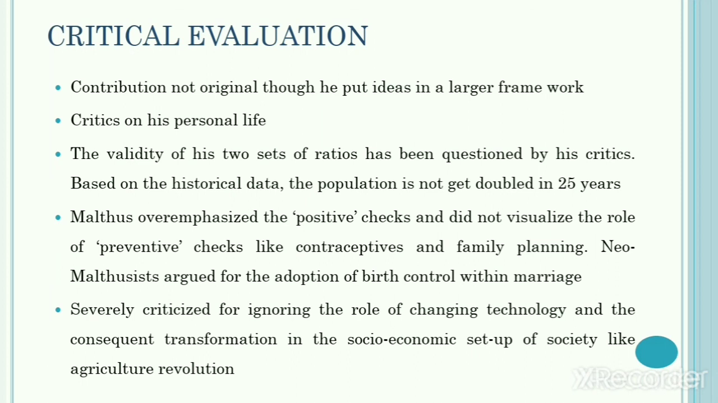Human interventions in the field of birth control, health and nutrition and agriculture have helped to a greater extent to strike a balance between the human reproduction and food supply. And many others were of the view that the validity of his ratio has been questioned. It was argued that the population has rarely grown in a geometric proportion and the means of production have rarely multiplied in arithmetic progression. Population growth is not always a geometric series. Based on the historical data, the population is not getting doubled every 25 years.